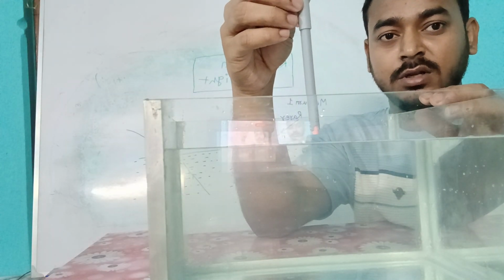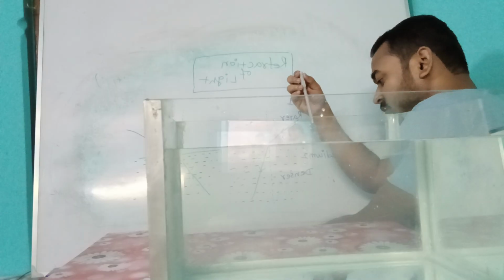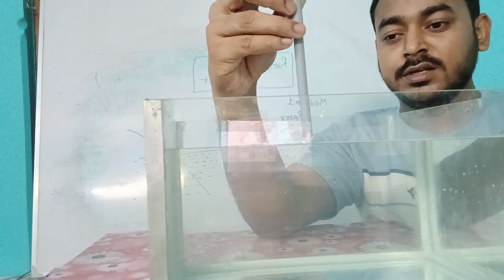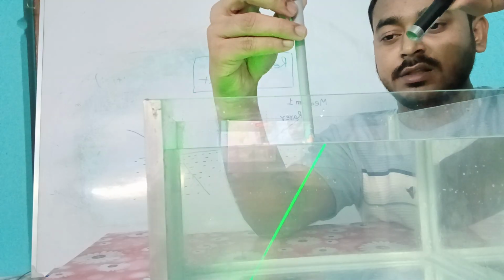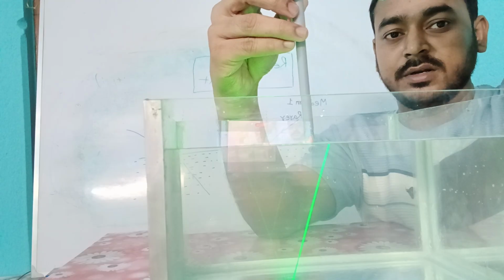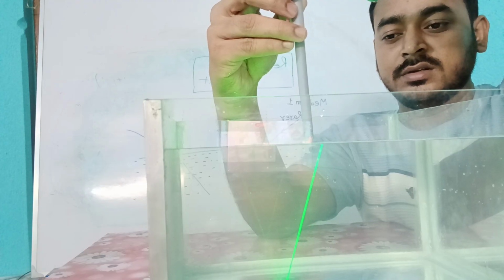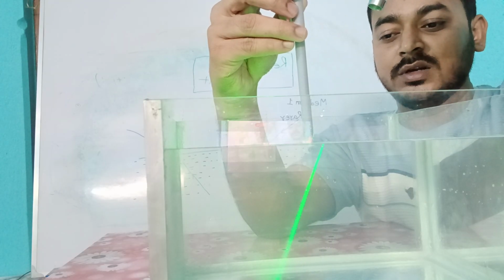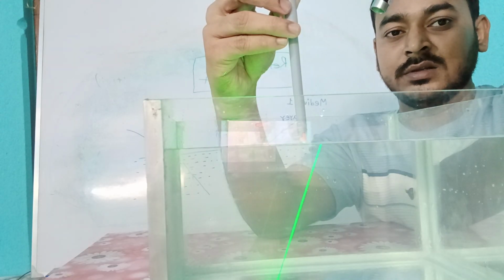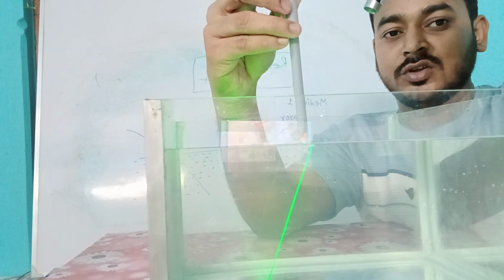This is the normal. And now I am using once again the source of light. Consider this is the normal and this is the incident point. See, this is the incident point. So we can see it bends towards the normal. If it is normal, then it bends towards the normal.